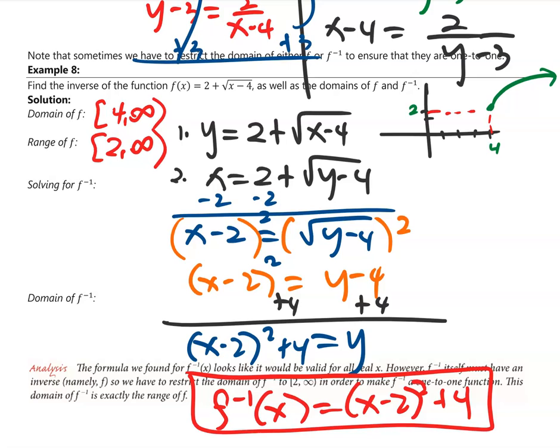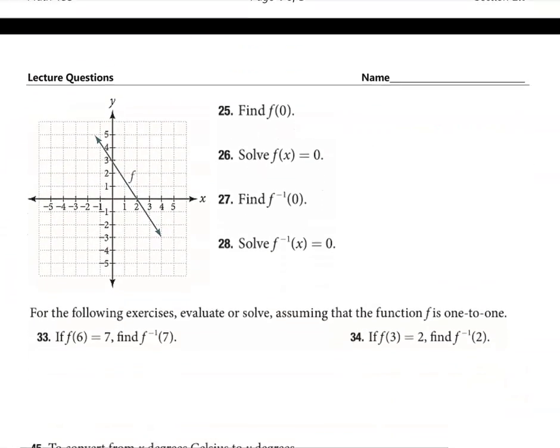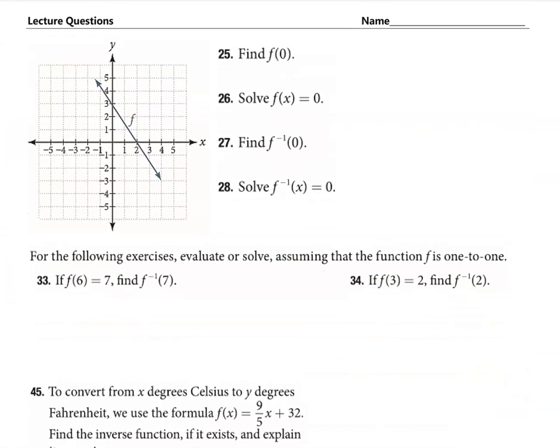And what is the domain? So meaning you swap the range and the domain. So meaning it is going to be from 2 to infinity. Okay, next.